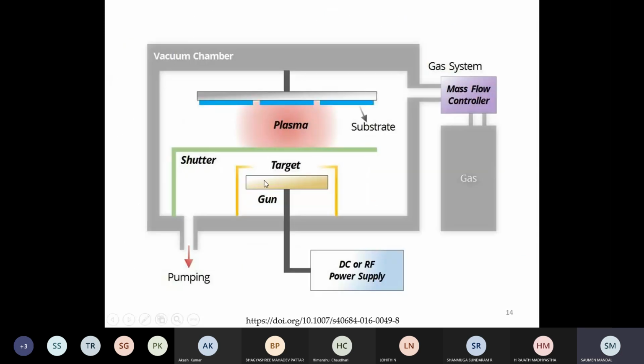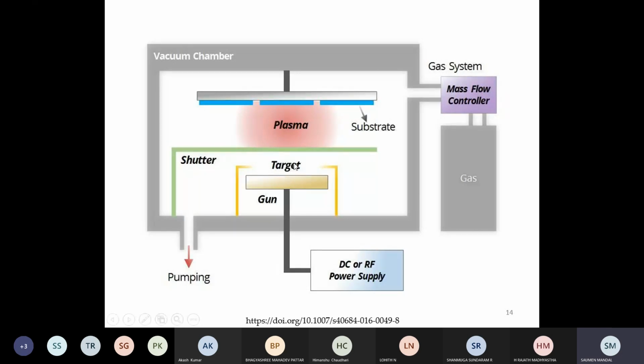So this is the target. From the target, atoms will come to the substrate, and in between the plasma is there. But in physical vapor deposition, in between, nothing is there. So in physical vapor deposition our target is that the mean free path should be as maximum as possible, so that no collision will be there and the atoms will come. But in this case, what will happen?